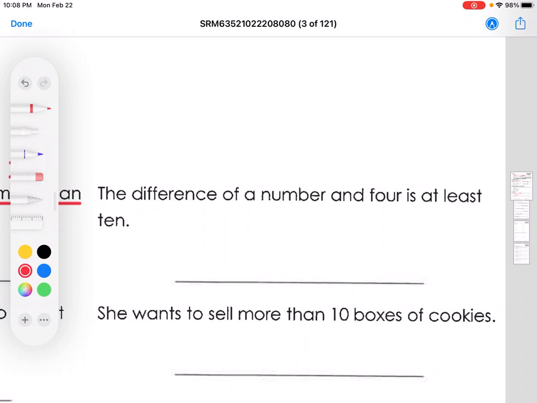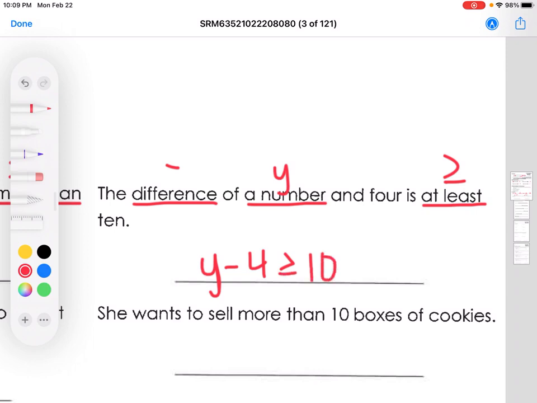Okay, then we have the difference of a number and 4 is at least 10. I need to find my keywords for my symbol, and "at least" tells me that it is at least 10. So that means it can be more than or equal to 10, so greater than or equal to. Difference means subtraction, so I know I'm going to be subtracting. And then I have a number, which is my variable, and 4. So I'm finding the difference of a number and 4. So y minus 4 is at least, which is greater than or equal to 10.